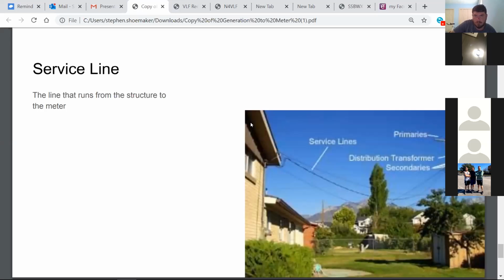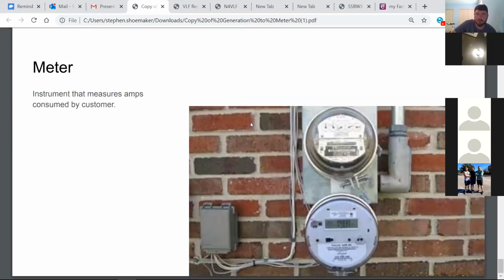Is that thunder? Yeah, I had thunder. Yeah.